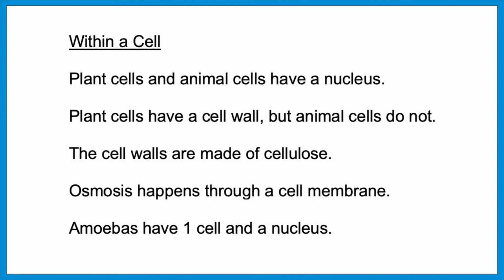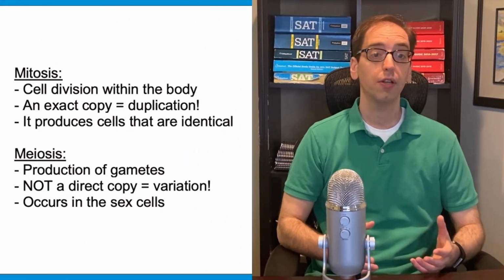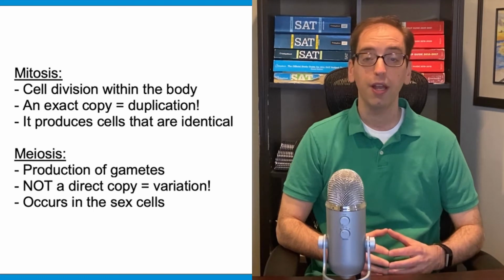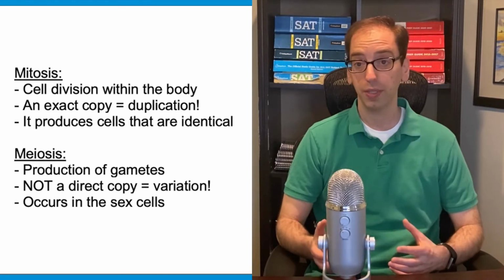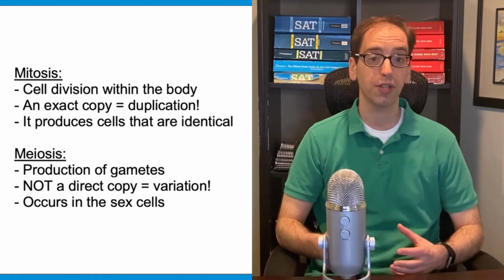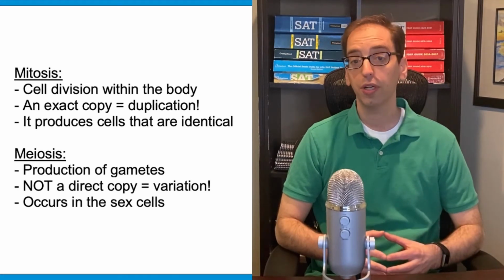And the April 2019 test threw in the fact that amoebas only have one cell and they also have a nucleus. Other questions might touch on the basics of cell division. Mitosis is cell division within the body. It creates an exact copy, or duplication, of the cell. It produces cells that are identical. Meiosis is the production of gametes.